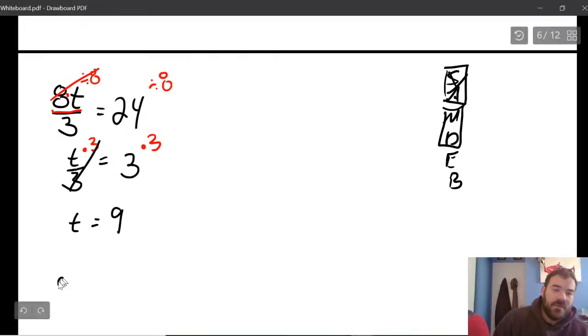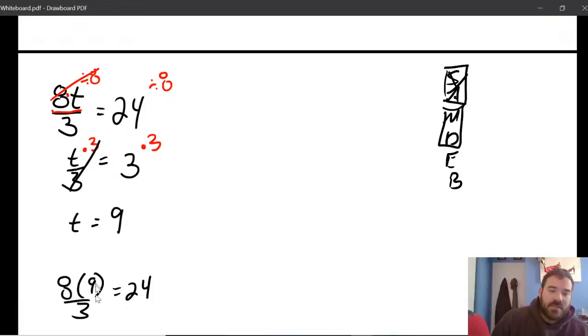And I can double check that out. 8 times 9 divided by 3, is that equal to 24? It sure is. 8 times 9 is 72 divided by 3, so that's 24. That checks out. I know that my answer is right.